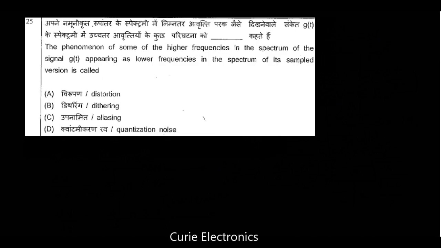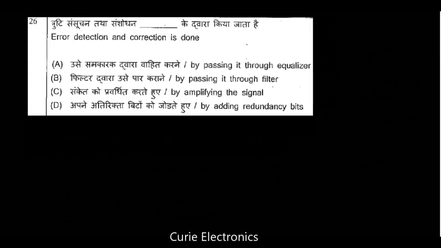Question number 25. The phenomenon of some of the higher frequencies in the spectrum of the signal g(t) appearing as low frequencies in the spectrum of its sampled version is aliasing. Question number 26. Error detection and correction is done by adding redundancy bits. To detect the error and correct it, we send some redundancy bits, and after receiving, we need not consider those redundancy bits.